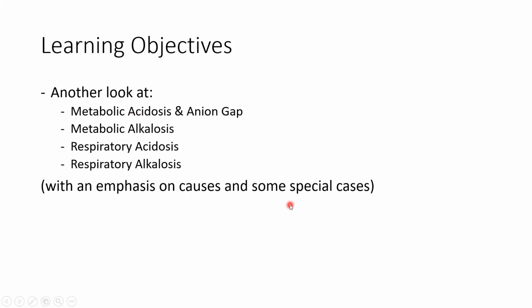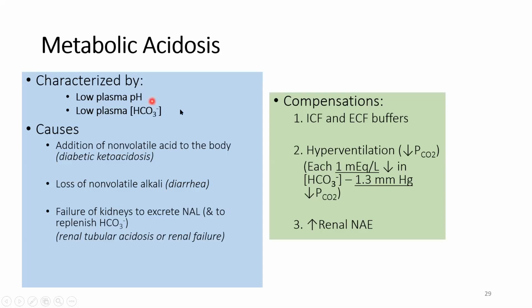And then at the end, we'll talk about two special cases related to metabolic alkalosis. Okay, so we'll start with metabolic acidosis. We know from the diagnosis lecture that it's characterized by low plasma pH and a low plasma bicarbonate. As mentioned, we'll look at the causes.